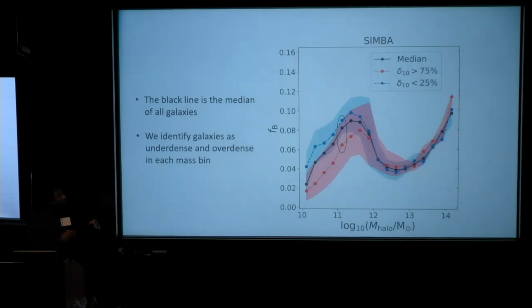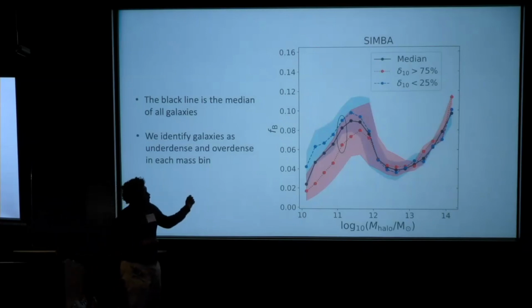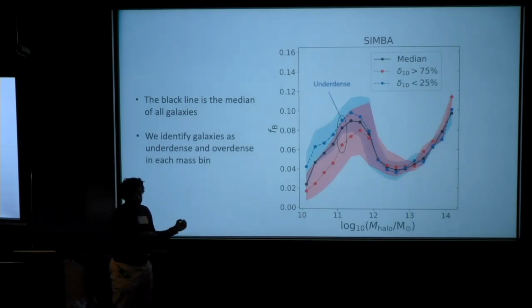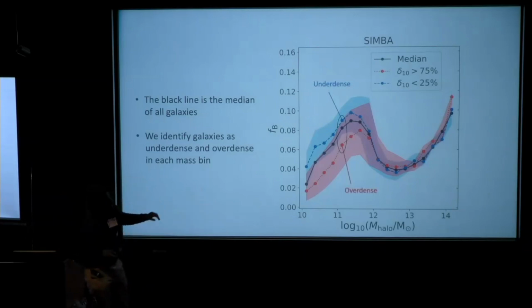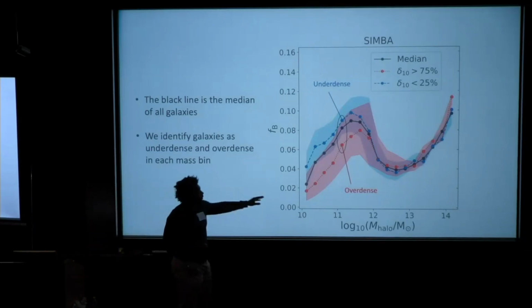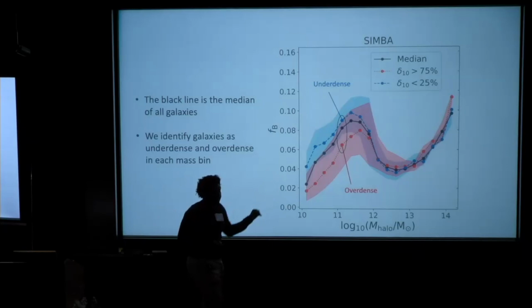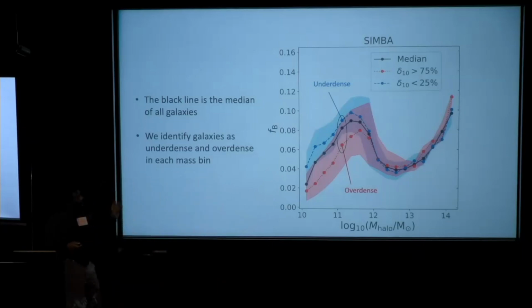Within each mass bin, a galaxy may be divided into one of 2 camps. If the galaxy's overdensity is less than the 25th percentile of the mass bin, it is underdense, and it's given this blue color. If it is above the 75th percentile of overdensity, it is classified as overdense and given the red color. The blue and red are the median baryon fraction values for underdense and overdense galaxies respectively, while black is the median of everything. And to account for error, we have included the shaded regions, which represent the 25th to 75th percentiles of baryon fraction for either camp.